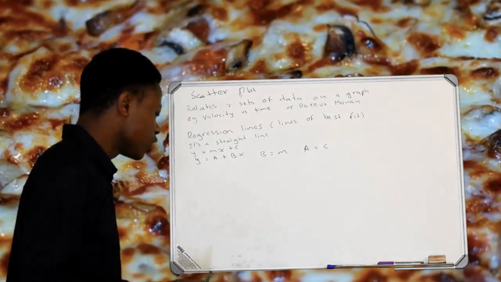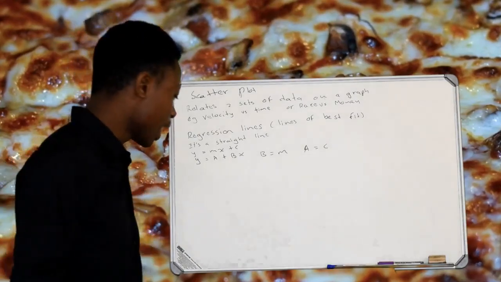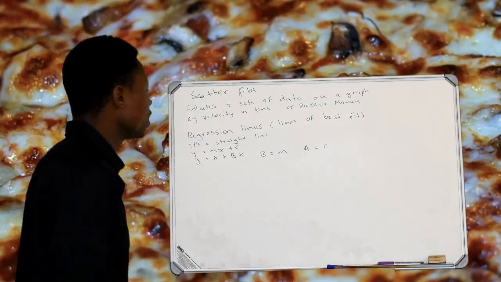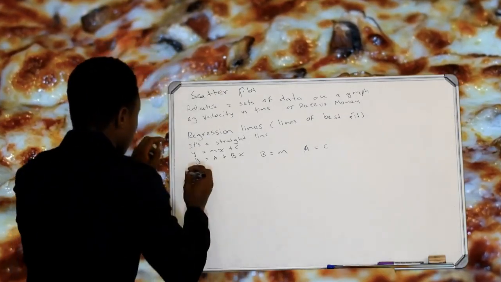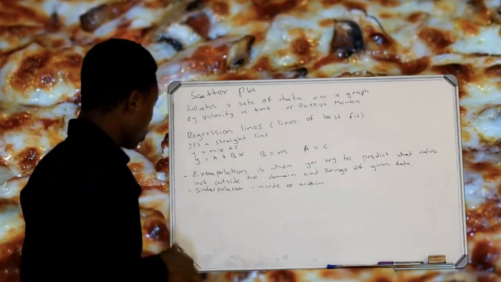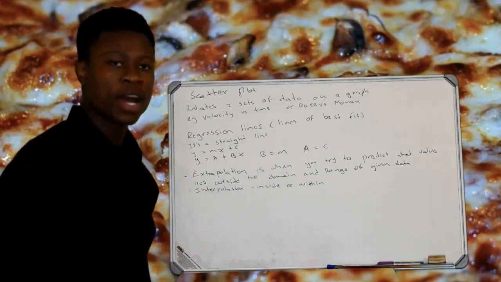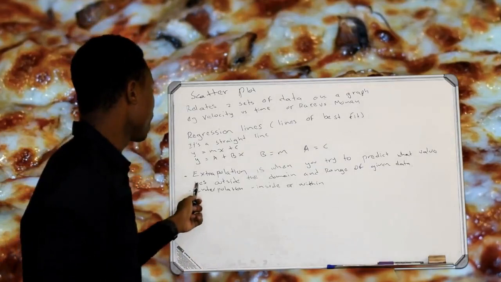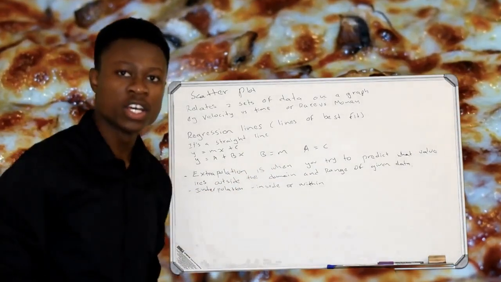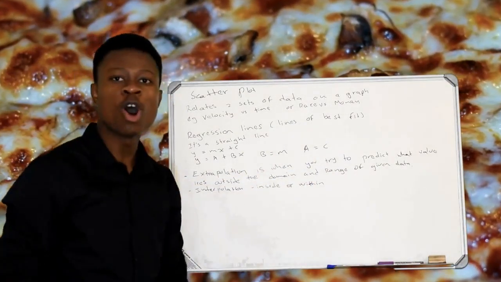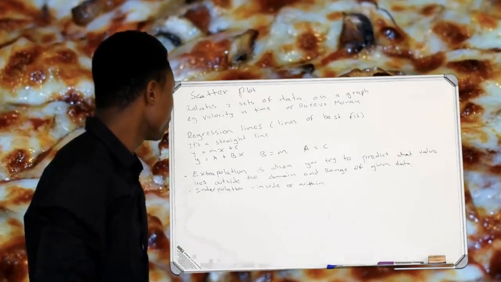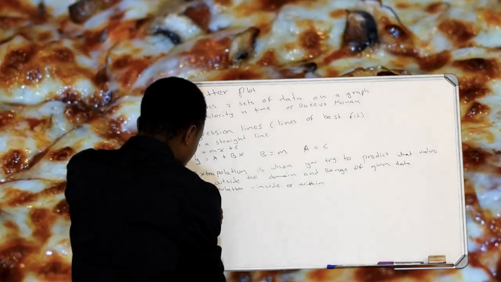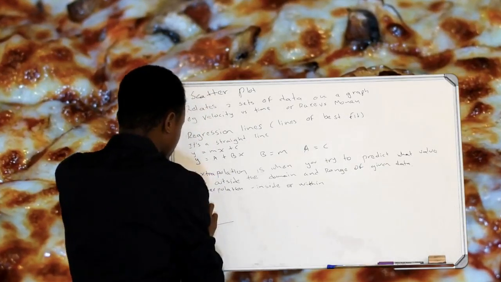So now let's look at extrapolation and interpolation. What are those? What does that mean? Extrapolation is when you try to predict what value lies outside your domain and range of the given data. So what does that mean? It means that we're asking where your value lies. Let's draw one graph where I'll show both of them.